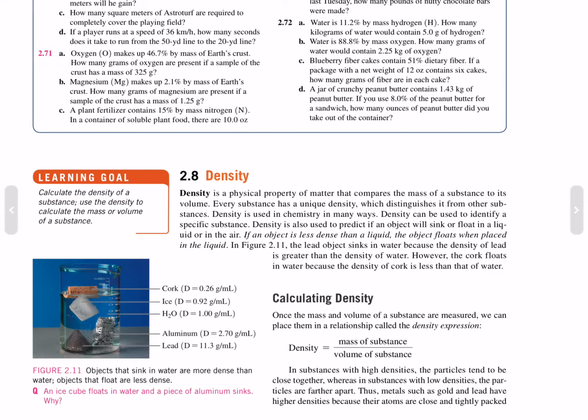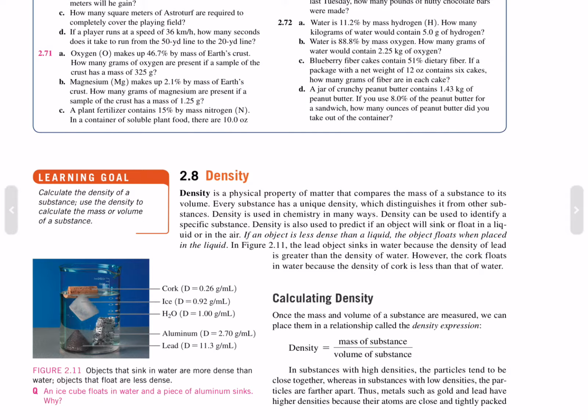Density is used in chemistry in many ways. Density can be used to identify a specific substance. Density is also used to predict if an object will sink or float in a liquid or in the air. If an object is less dense than a liquid, the object floats when placed in the liquid.